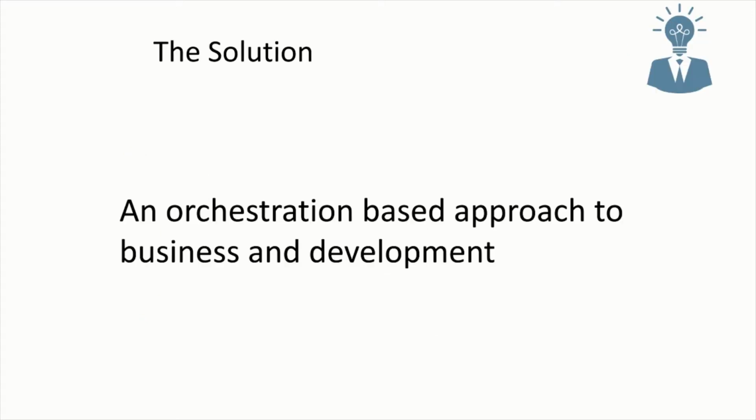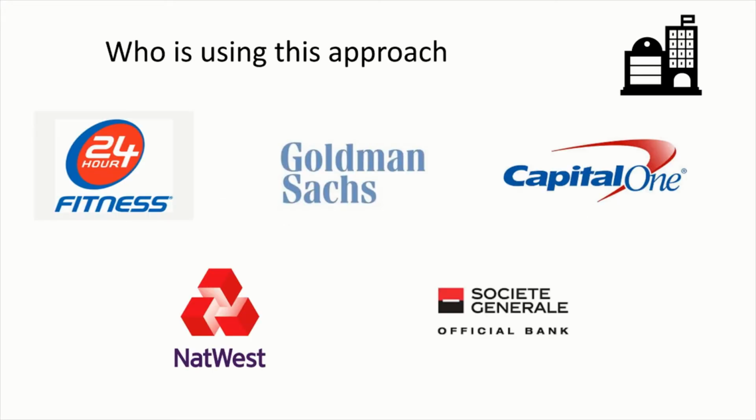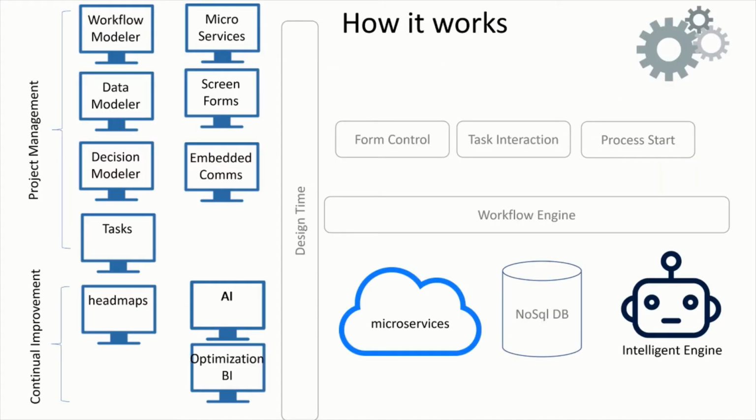So the solution is to build an orchestration-based approach to business and development. So what does that mean? So first of all, why has this been done? We can see the companies 24 Hour Fitness, Goldman Sachs, Capital One, NatWest, Societe Generale, they're all moving to this approach of using orchestration to control how their operations work and how the business drives their systems.